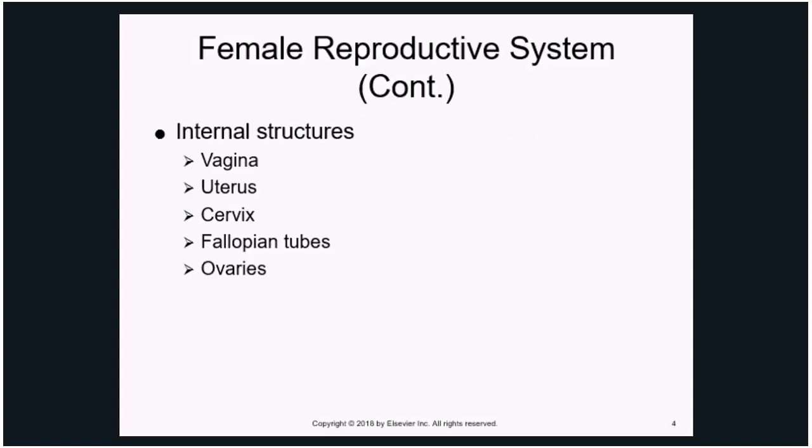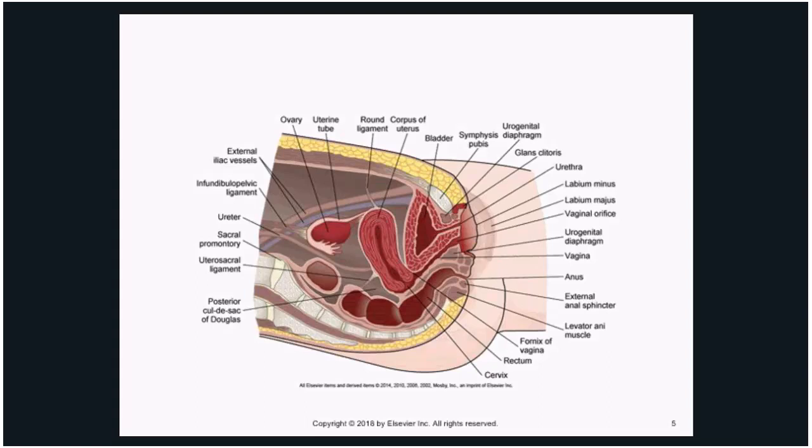The internal structures include the vagina, the uterus, the cervix, the fallopian tubes, and the ovaries. Here's a side view of a patient lying, showing you the internal structures. So you have the urethra, opening for the bladder, the vaginal orifice for the uterus, your fallopian tubes, and your ovaries, and then the anal canal. These pictures are in your book. Make sure that you read all of your chapters, including your ATI chapters.